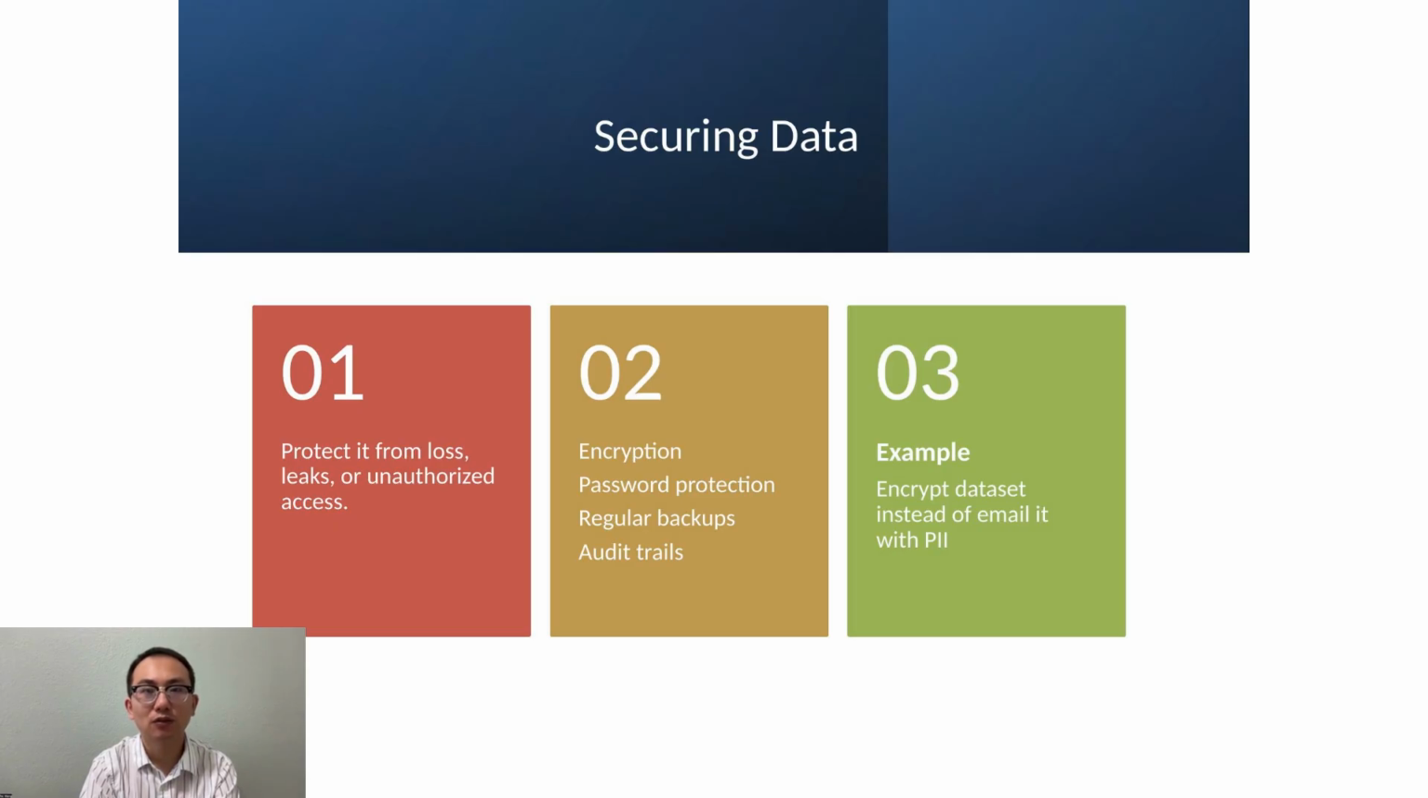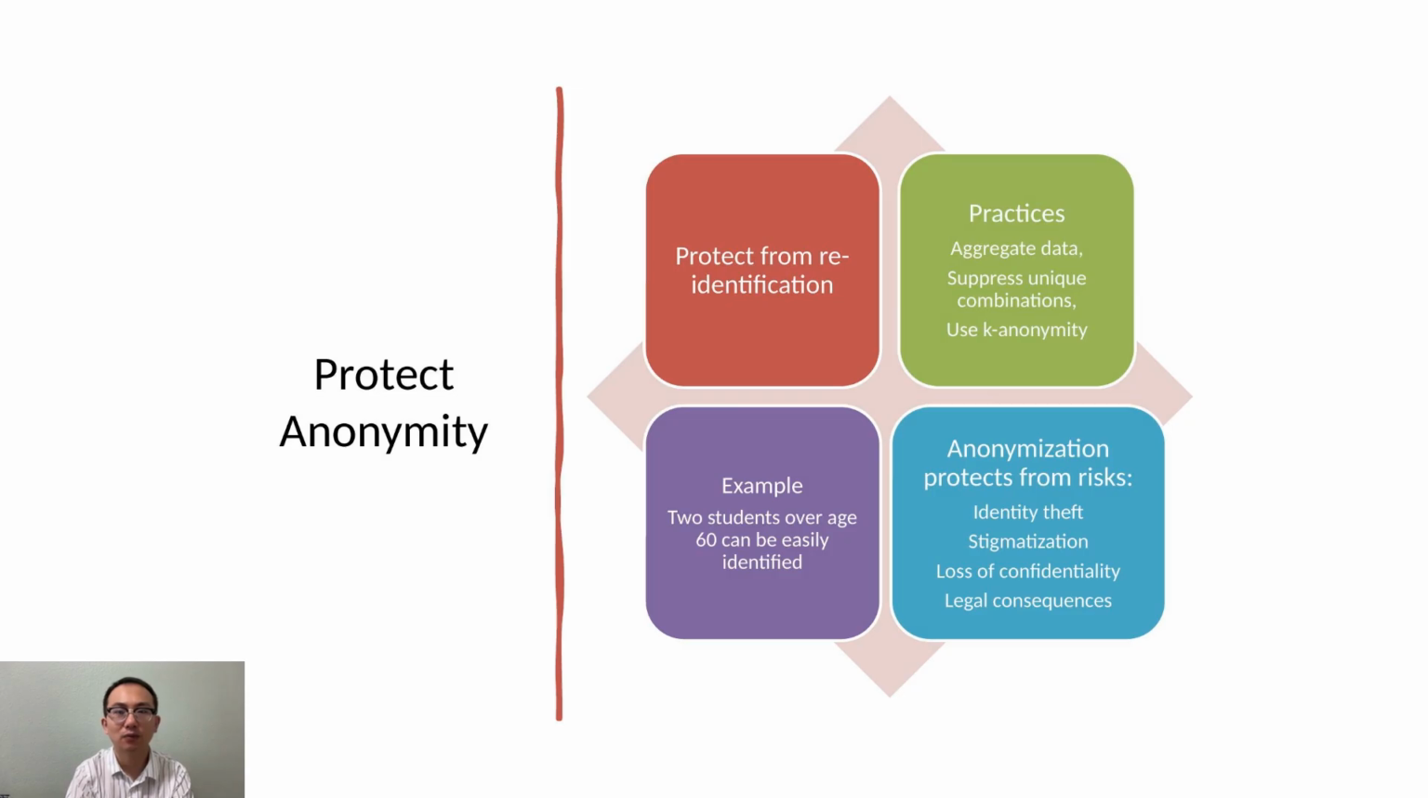Make regular backups. Keep logs of who accessed or changed data. For example, in a student project, don't email sensitive data. Instead, store it in a password-protected, encrypted folder. Even if names are removed, people can sometimes be re-identified, especially in small datasets. To prevent this, aggregate or group data, for example, show age ranges, not exact ages. Suppress or blur unique combinations that could reveal identity.